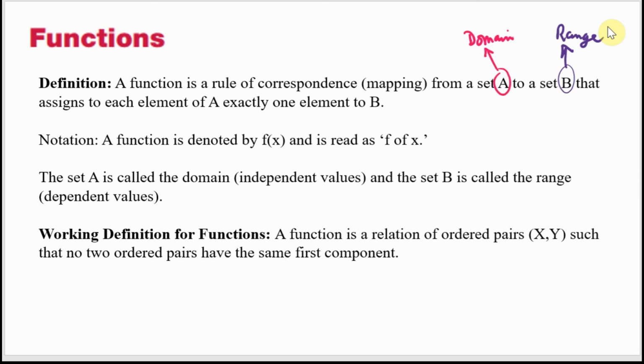So the working definition, I think, helps us understand exactly what we're talking about. A function is a relation of ordered pairs such that no two ordered pairs have the same first component. And we'll look at an example to see exactly what that means. Again, the set A is the domain. That's the independent values. Now the range values, the y values, depend on x. So if I choose x, then y is based on that choice. So we have independent values and also dependent values.